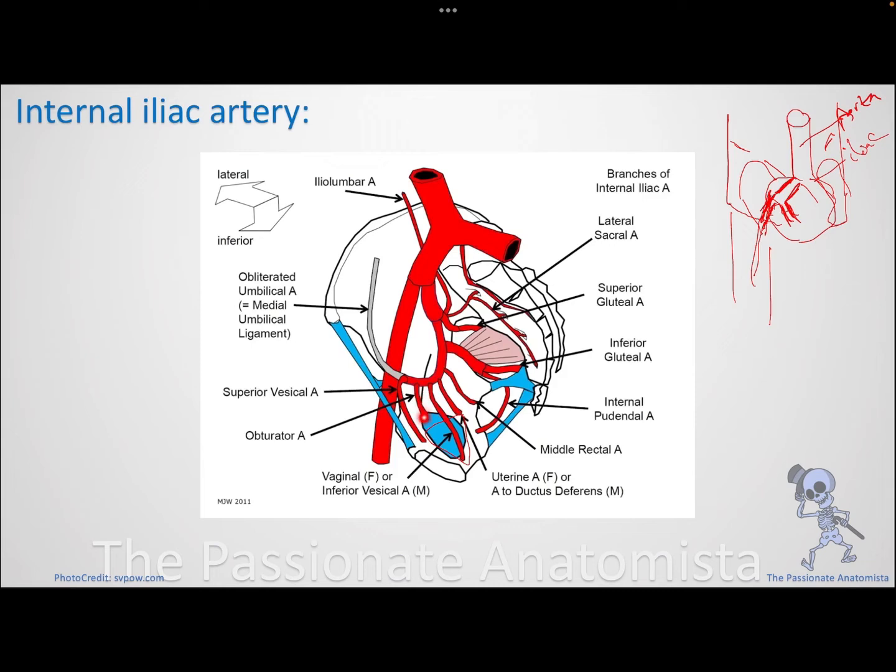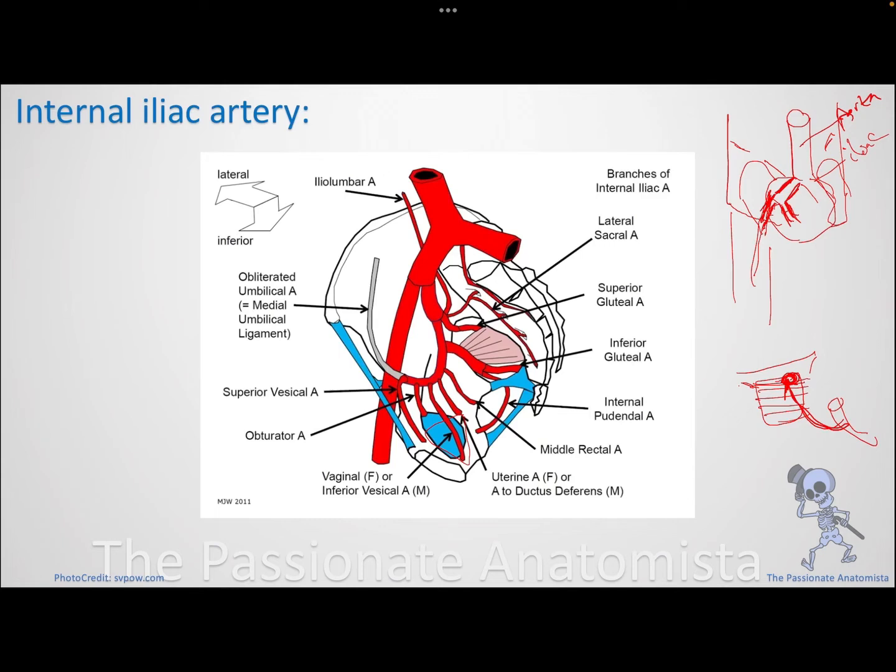If you see a branch coming from the anterior division of the internal iliac, and it goes to the obturator foramen, do you know that the obturator foramen is covered by the obturator fascia, leaving a canal, the obturator canal? So if you see an artery coming from the internal iliac and it goes to the obturator canal, this is definitely the obturator artery, and it's very easy to identify.